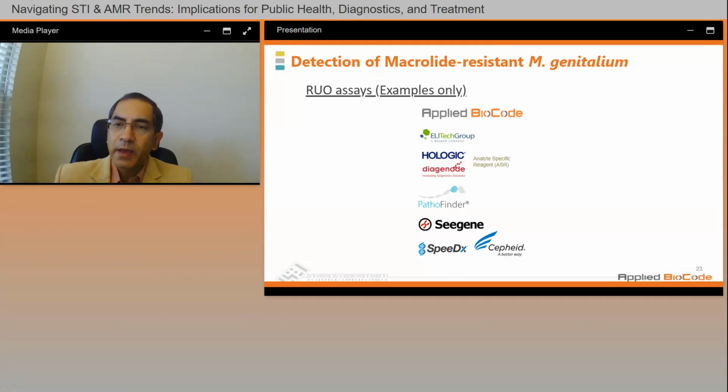There are no FDA-approved assays for resistance testing in Mgen. A few commercially available RUO assays are summarized in the slide here, including an assay from today's webinar sponsor, Applied Biocode. These RUO assays can be utilized to develop laboratory-developed tests and offer it for macrolide resistance testing. Most of these assays can detect the common mutation in the peptidyl transferase loop that I alluded to in my earlier slide.